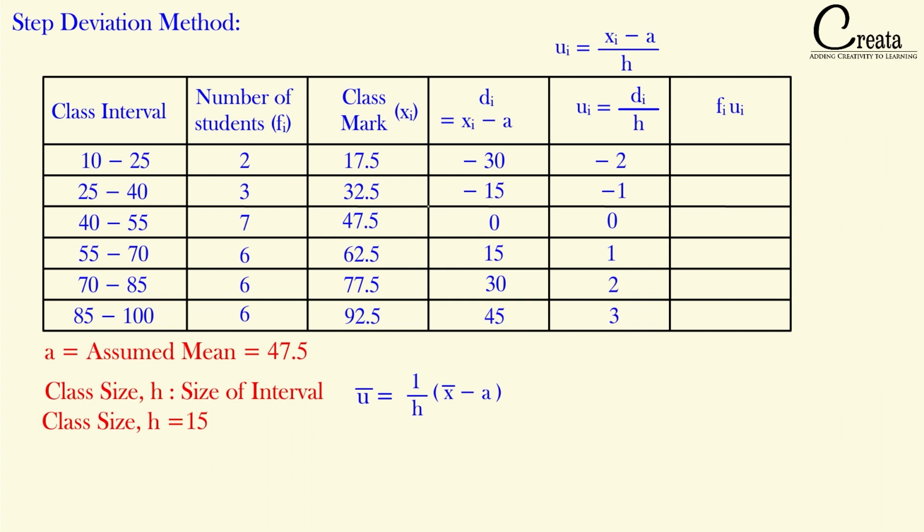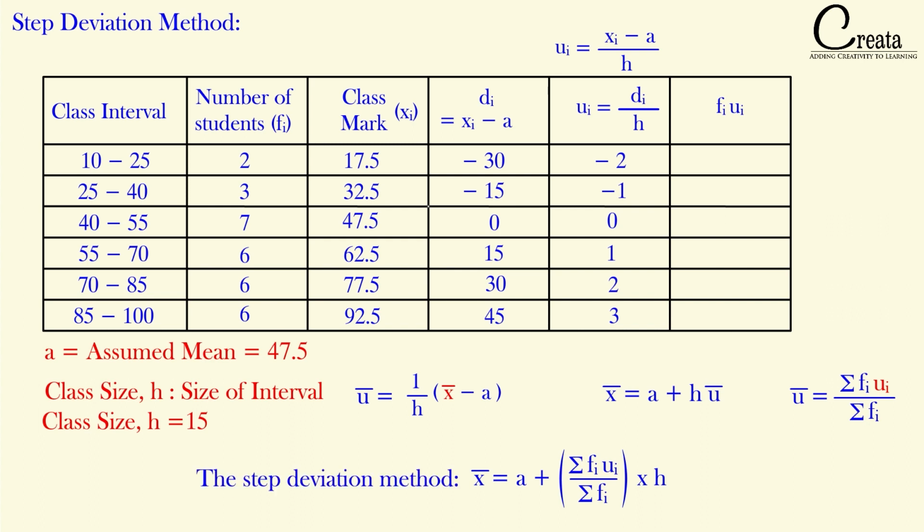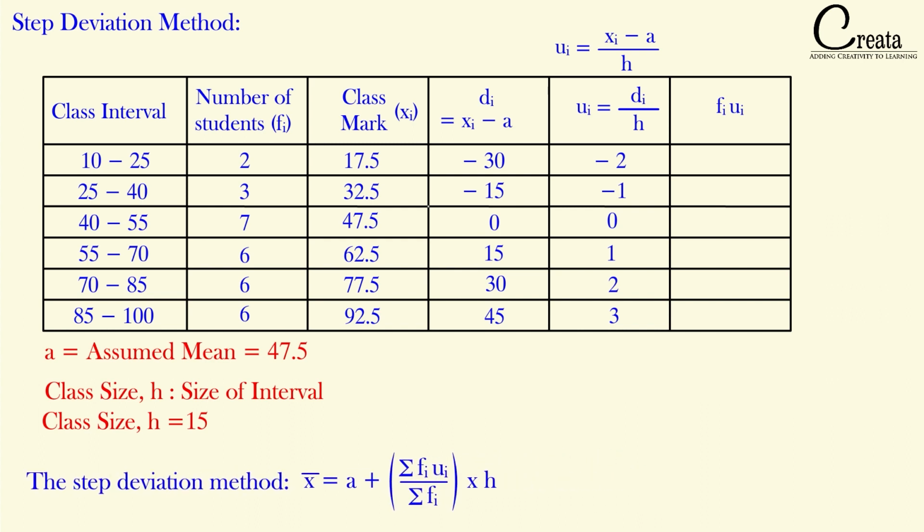Our ultimate aim is to calculate the mean of the observation, which is x bar. Everything we are doing is to calculate x bar. So let's solve it. We got x bar is equal to a plus h into u bar. And what is u bar? U bar is the mean of u, which is sum of fi ui upon sum of fi. Let's replace this. So this is the formula of mean using the step deviation method.